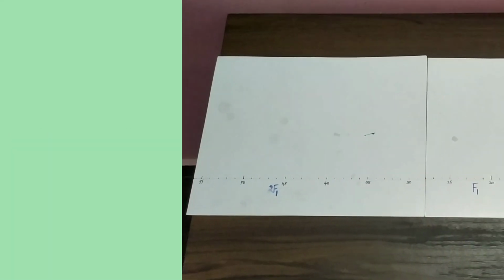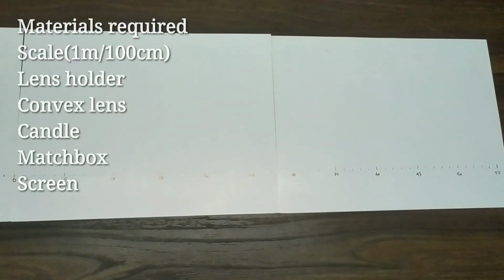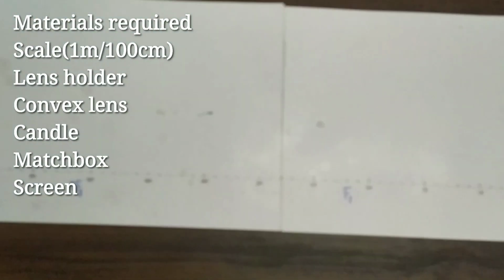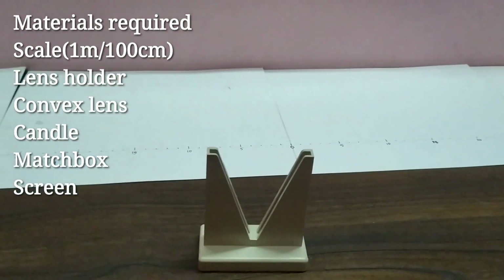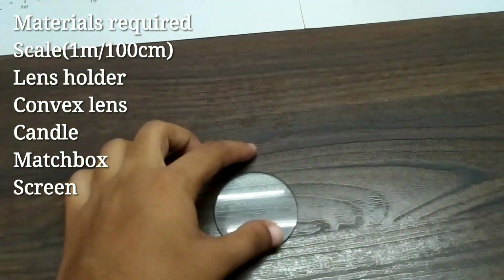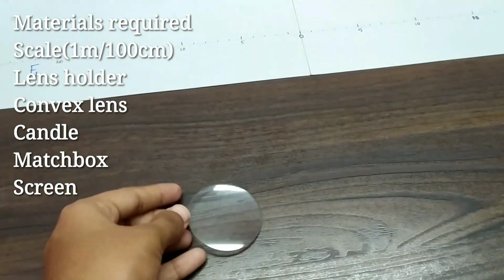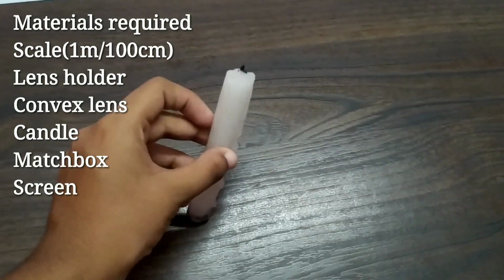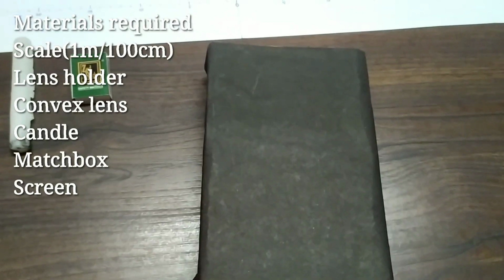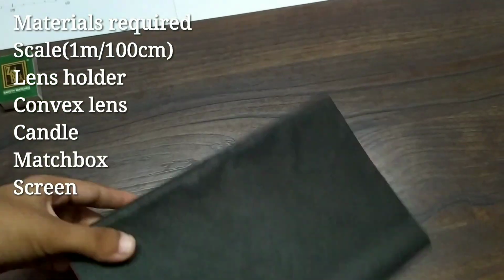Hello everyone. In today's session we'll be seeing image formation in a convex lens. The materials required are a scale which is 1 meter or 100 centimeter, a lens holder or convex lens, a candle, a matchbox and a screen.